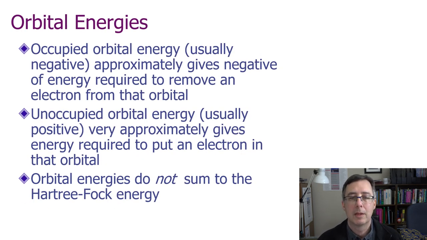What are the orbital energies? Well, each occupied orbital does have an energy associated with it. And that energy is typically negative, meaning that an electron would like to be in that orbital. If it were positive, that's a sign that an electron actually would prefer not to be in that orbital and to fly off into space or something instead. So as an approximation, it turns out that the negative of an orbital energy for an occupied orbital is approximately the energy required to remove an electron from that orbital. That's the Koopmans theorem.